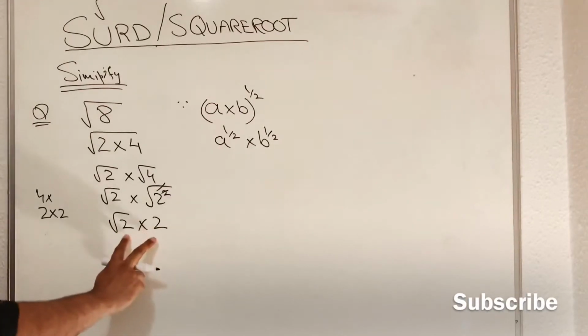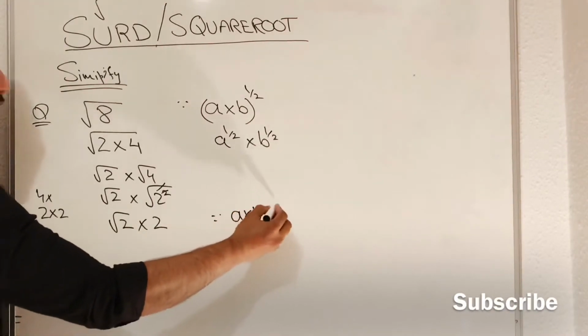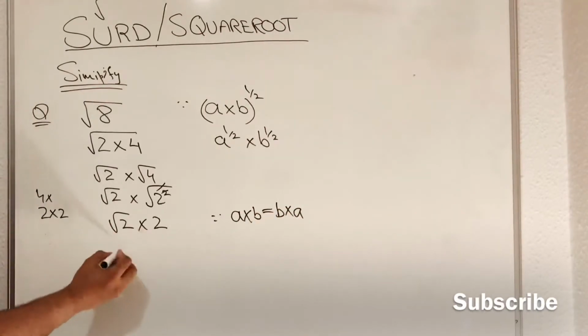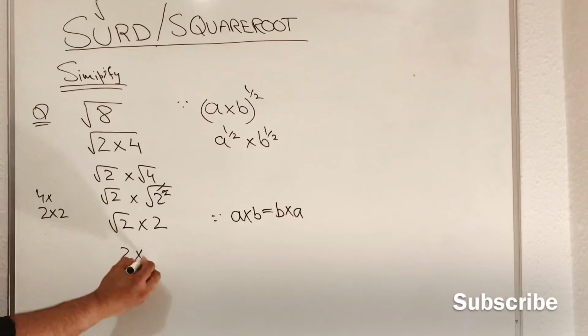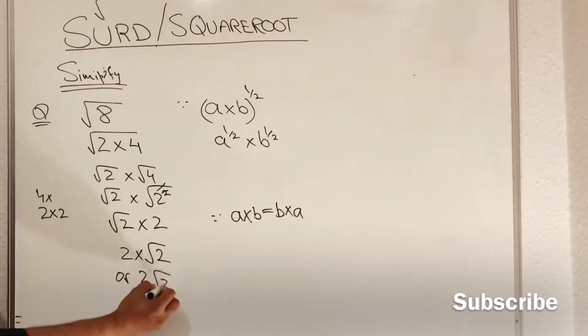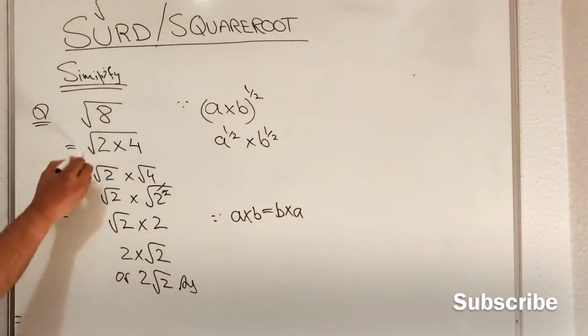Or you can write it just like, for example, A times B or B times A, both have the same meaning, you can write either way. So 2 times under root 2, or you can write 2 under root 2. This is the answer in simplest form.